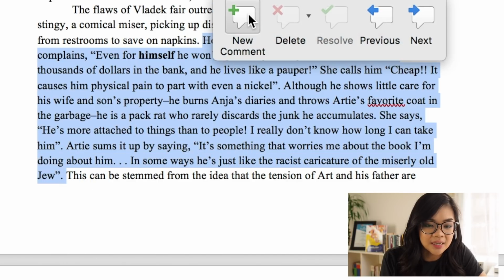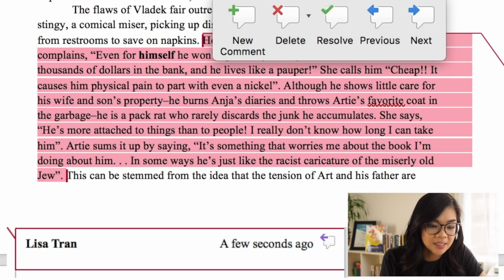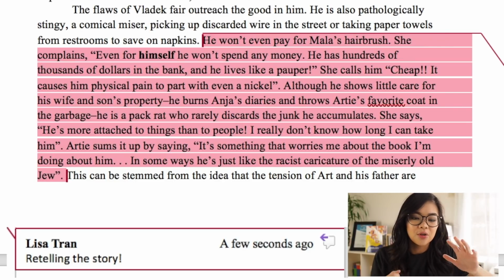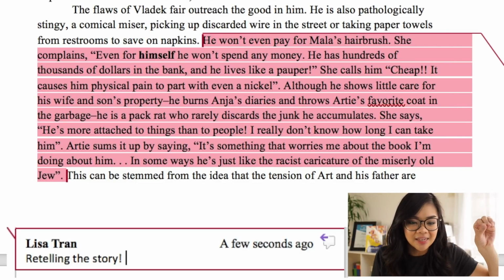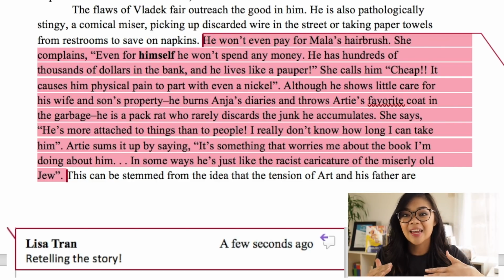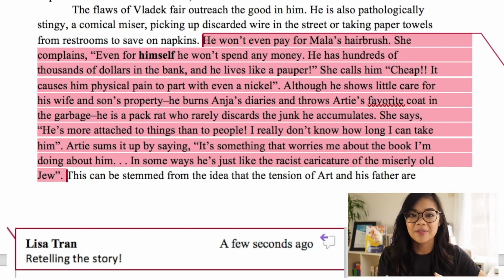So everything up to here, I'm going to say, is retelling the story, unfortunately. When you're saying stuff like this happened, and then this happened, and then this happened, I feel like there's a better way for you to go about that in a more concise form.